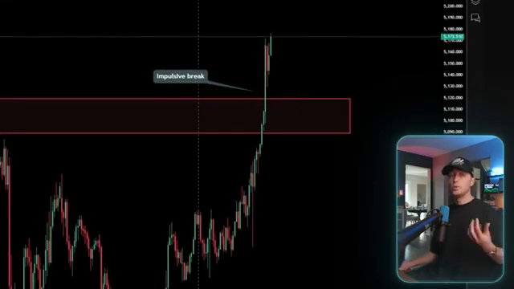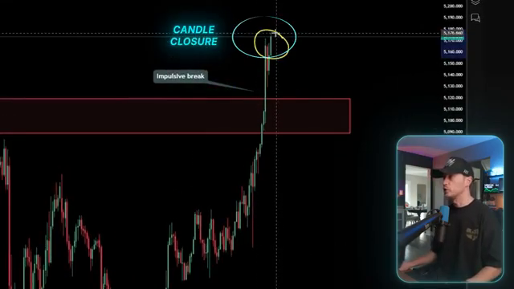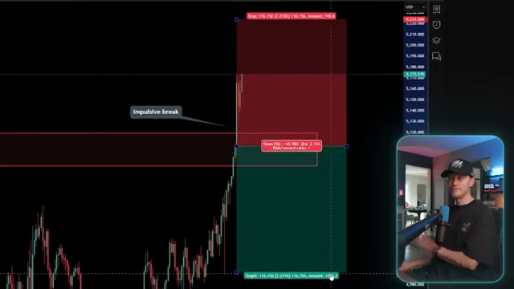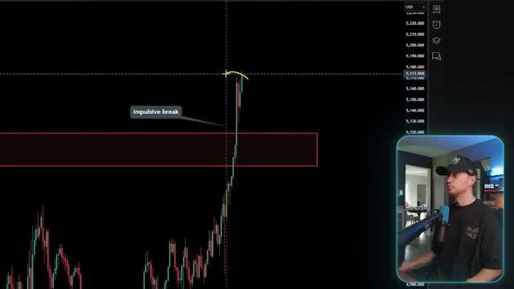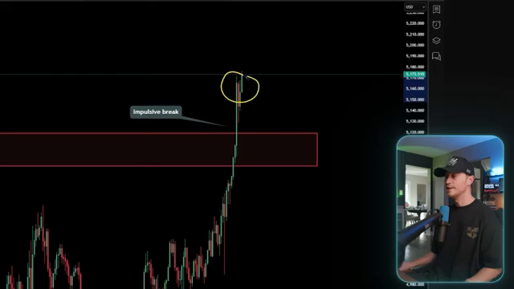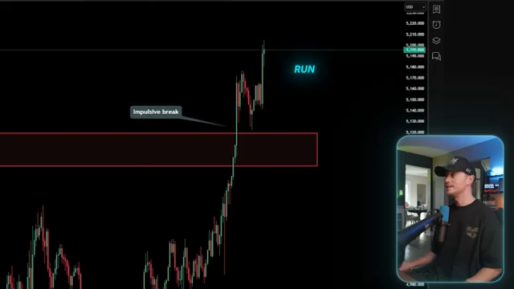If a run is going to happen, it's going to be because of an impulsive break. So really, we're always waiting for the candle closure. Don't have the short position ready right here, because if the candle breaks out impulsively and closes, it's very likely we're going to see a run.